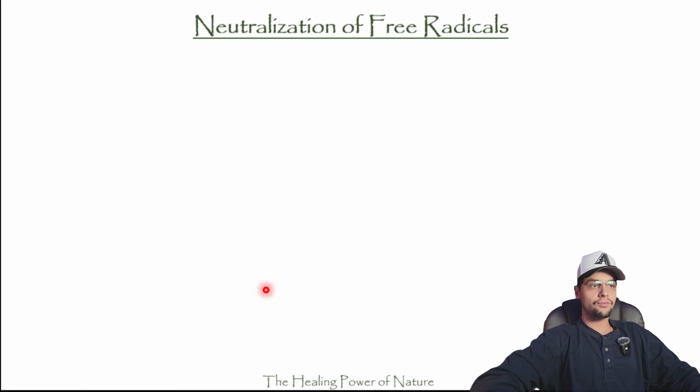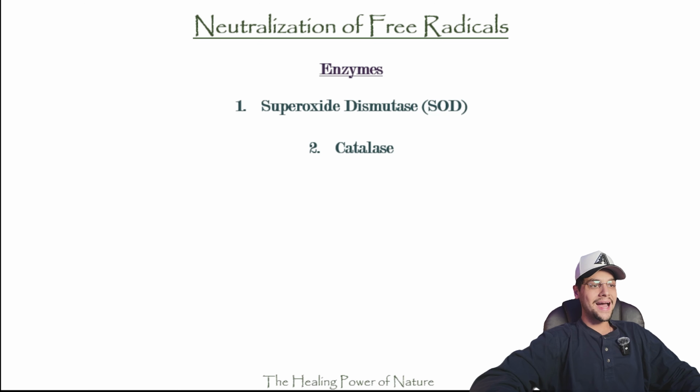Now, the neutralization of free radicals. The body employs antioxidants and enzymes to detoxify free radicals. So, enzymes you need to know about: superoxide dismutase converts superoxide, O2-, into H2O2. Also, catalase converts H2O2 into harmless H2O and O2.